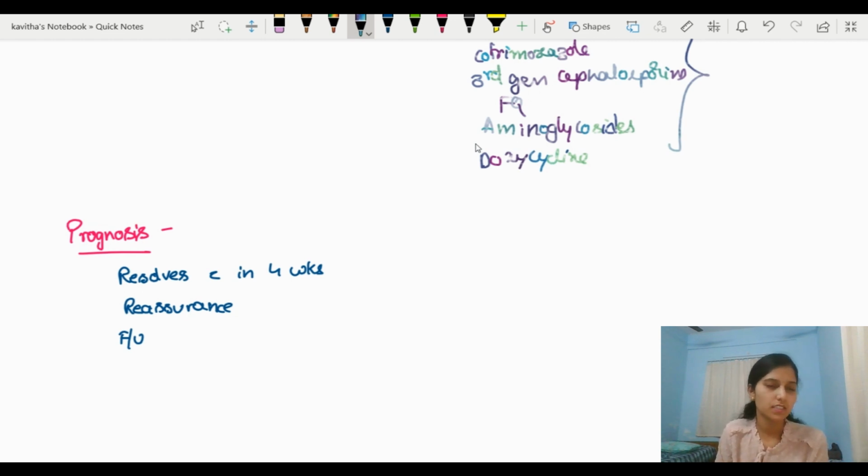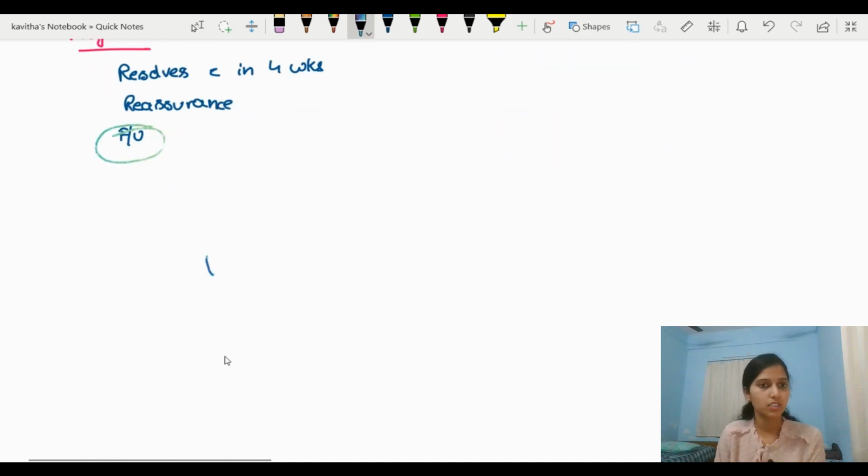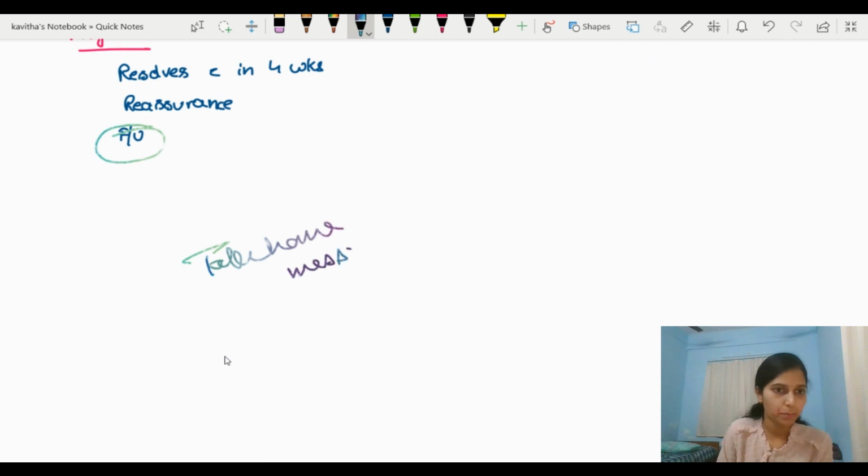Coming to prognosis, the disease process may take around 4 weeks to completely resolve without any complications. So we have to reassure the patient and family regarding the length of the recovery period and tell them not to panic. And here the follow up is also very important.